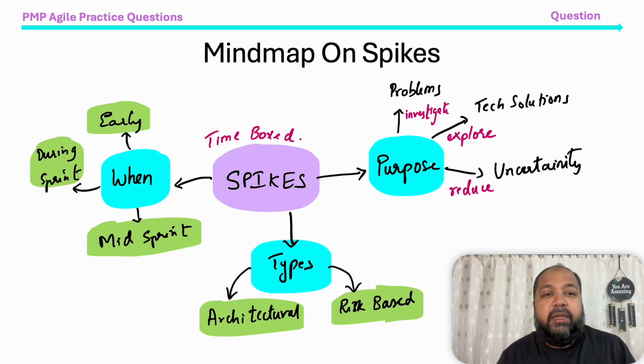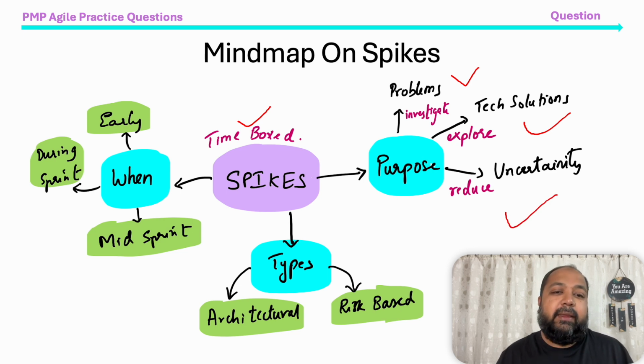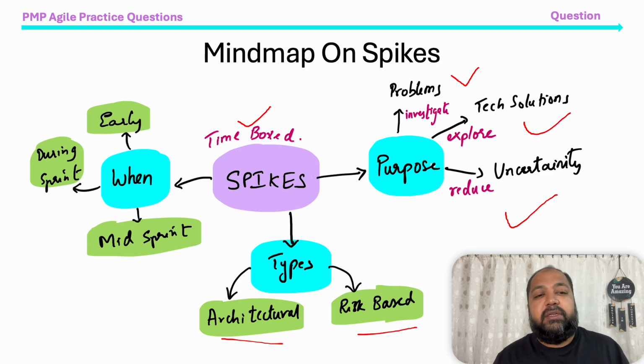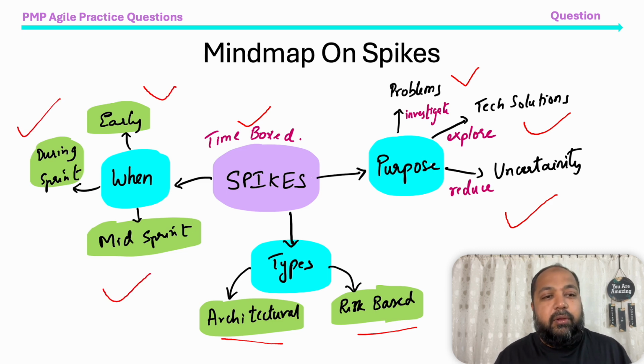Just a few important things, right? Spikes are time-boxed events. The purpose of a spike is to investigate a problem, explore a technical solution, or reduce uncertainty. There are types of spikes: architectural spikes, technology spikes, or risk-based spikes, wherein you address risk. Spikes can be done early in the project, during the sprint, or mid-sprint, or in the execution phase of the project also. That's about spikes. Simple mind map.